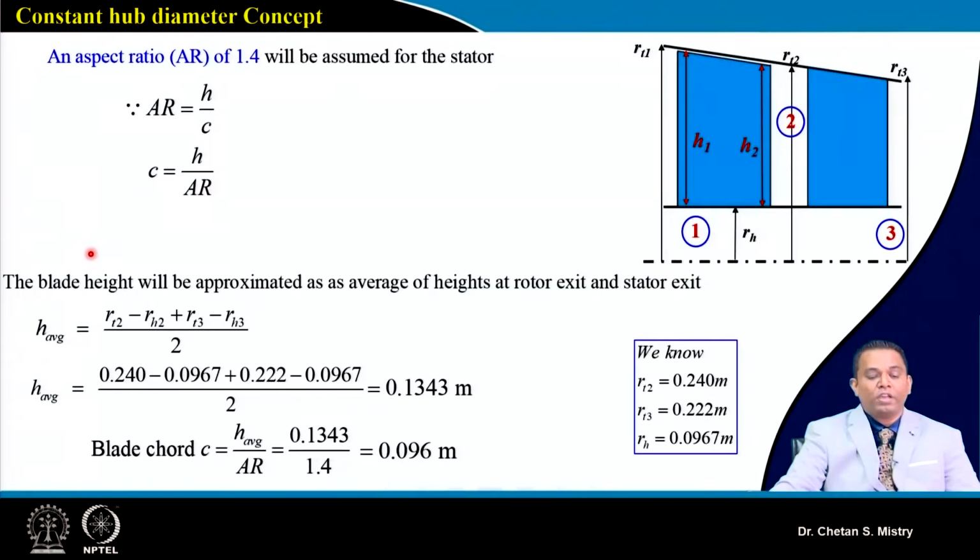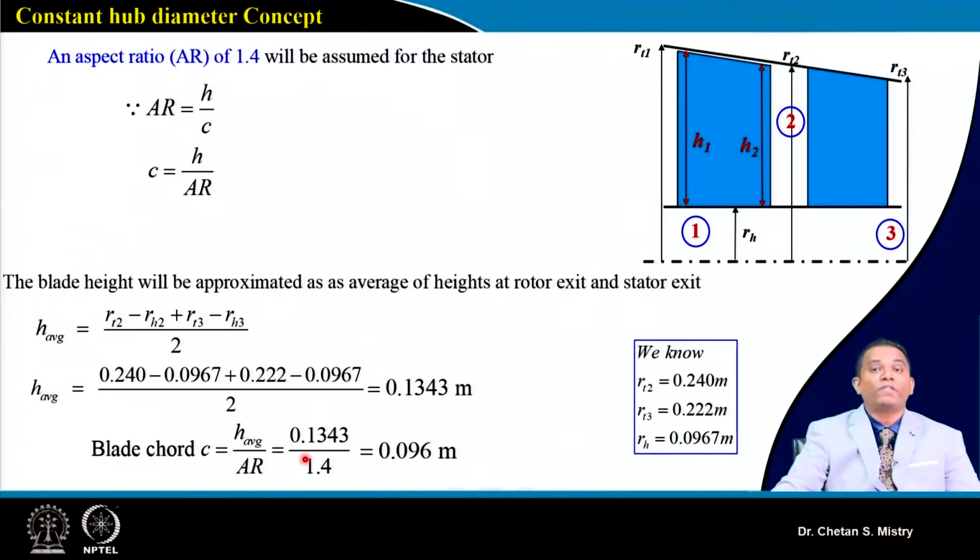Now here, for the stator design, we have assumed our aspect ratio to be 1.4 as in our earlier design. The same number we will put here. To calculate the height or span of the blade, we take the average value, given by h1 plus h2 plus h3 divided by 2. That's what we write here. Calculating that, the height of the blade comes to 0.1343, and the chord for my stator comes to 0.096.